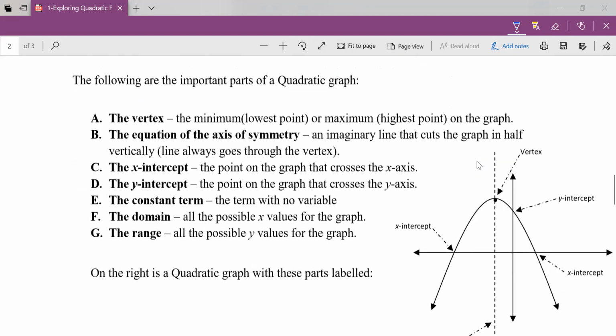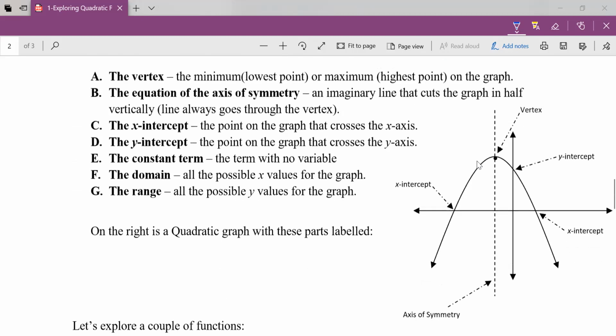There are some really important parts of a quadratic graph that I need you to know. Here is a quadratic graph drawn on a Cartesian plane, and here are the really important things. There are lots of parts to this graph, so pay special attention. Part A, the vertex. The vertex is this part right here. It's the highest point, the maximum, or the lowest point, the minimum, on the graph. And I want you to think of the vertex as 2 things: the x-coordinate and the y-coordinate.